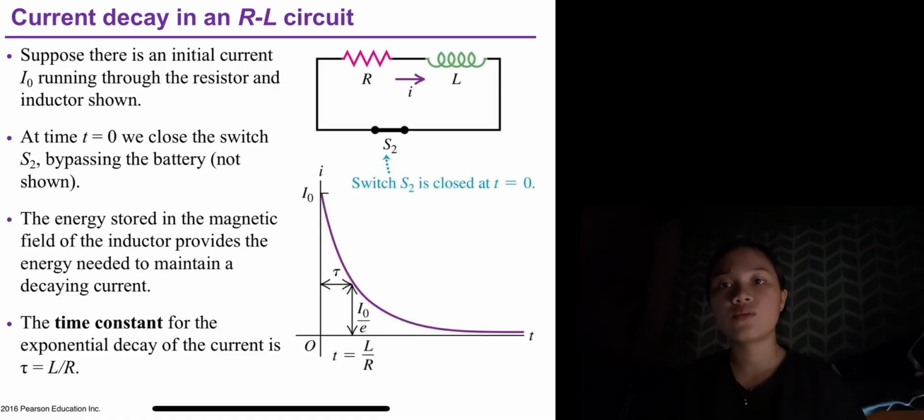Just like current growth, current decay is governed by the time constant. As I've said in the formula earlier, the same factors control how fast the current falls. Larger inductance means a slower decay. Larger resistance means a faster decay. So this predictable behavior is essential in circuits that require controlled shutdowns.